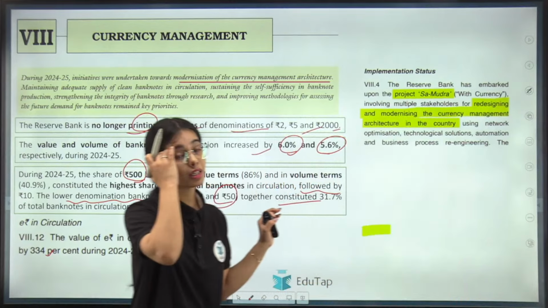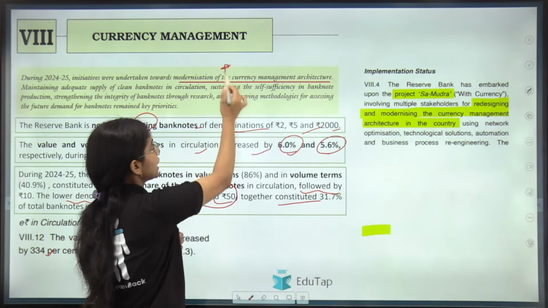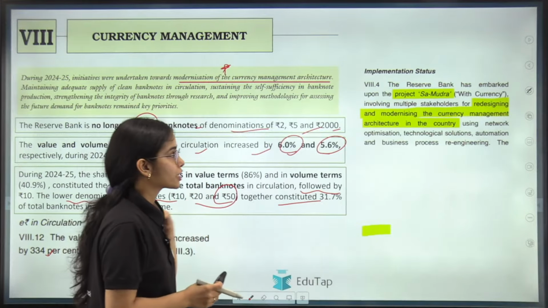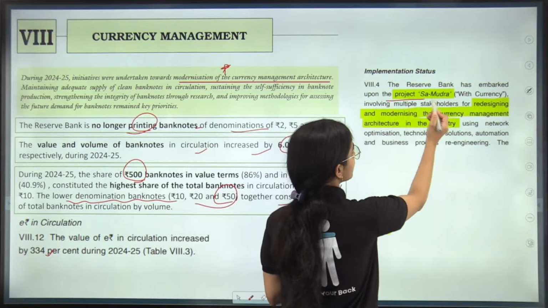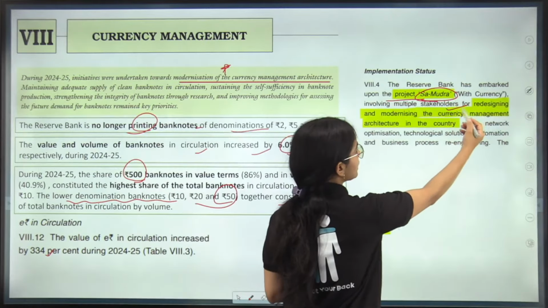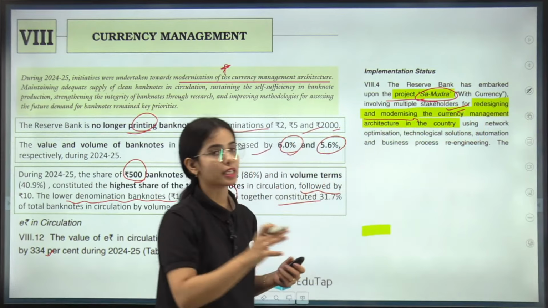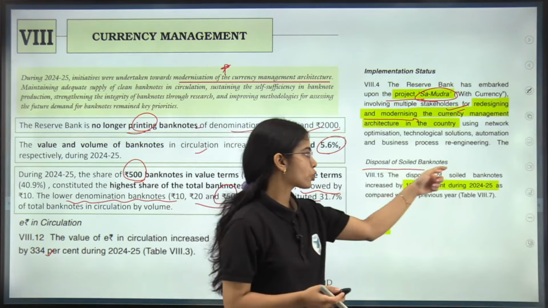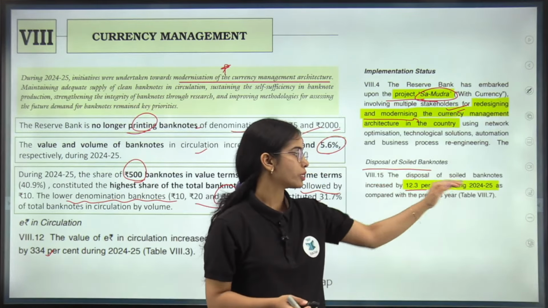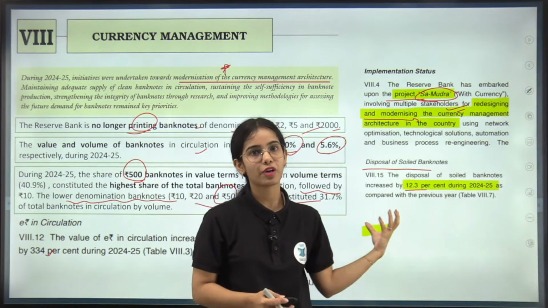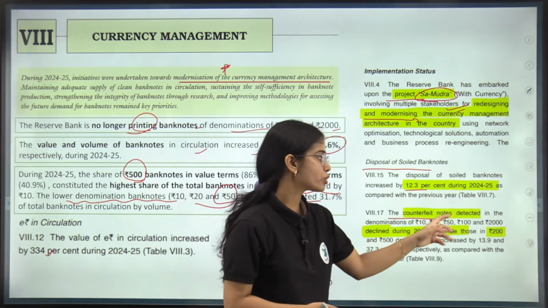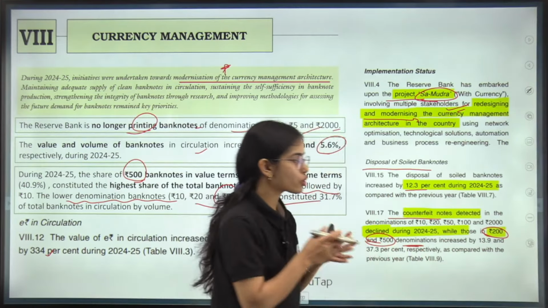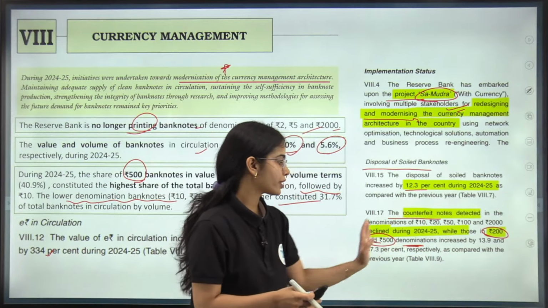Now see, the RBI is majorly focusing on modernizing the currency management architecture. For that, the RBI has started Project Samudra, redesigning and modernizing the currency management architecture in the country. Disposal of soiled banknotes increased by 12.3% in the financial year 2024-25. The counterfeit notes detected were mostly in the 200 and 500 denominations.